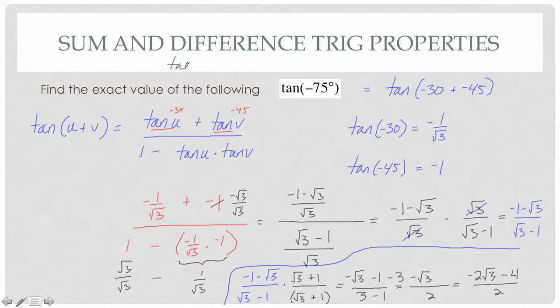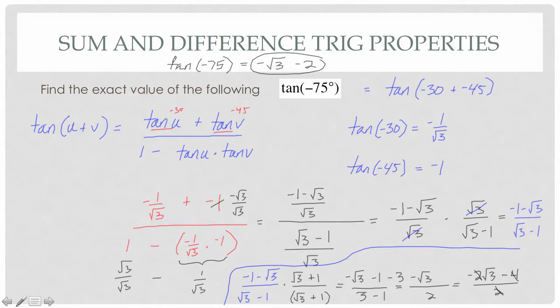the tangent of negative 75 degrees is equal to, the 2's divide, it's negative square root of 3 minus 2. That's actually pretty good. That's not too bad, right?